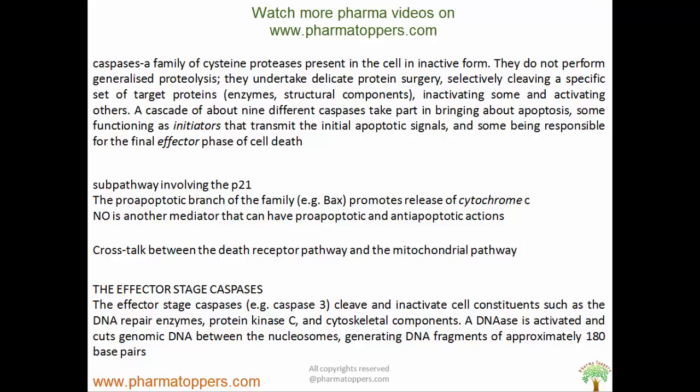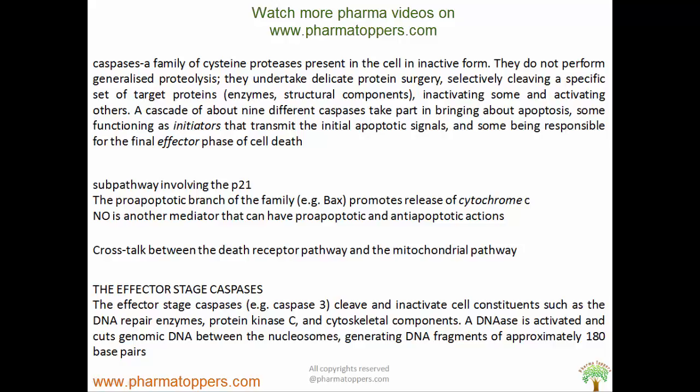So the mitochondrial pathway is triggered by DNA damage and by withdrawal of the action of the cell survival factor. The sub pathway involves P21 and the pro-apoptotic branch of the family, that is BAX, which promotes the release of cytochrome C, and nitric oxide is also found to be another mediator which has shown both pro-apoptotic and anti-apoptotic actions. The crosstalk, as I have explained earlier, between the death receptor pathway and the mitochondrial pathway together is involved in apoptosis.